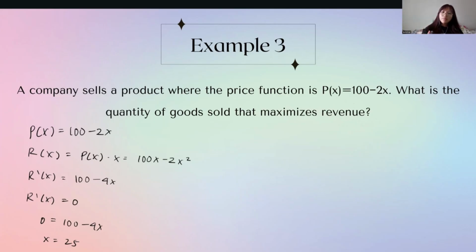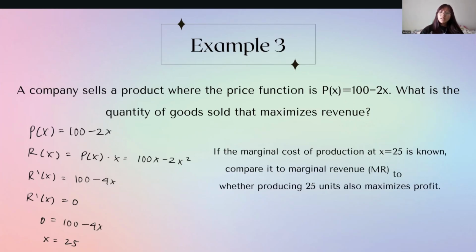Now we can derive the revenue function to find 100 minus 4x. And as stated in the previous example, set it to 0 in order to find the x amount of quantity of goods sold that maximizes revenue. So here, x equals 25 when marginal revenue is equal to 0. If the marginal cost of production at x equals 25 is known, we can compare it again to the marginal revenue to decide whether producing 25 units also maximizes profit, as is mentioned before.